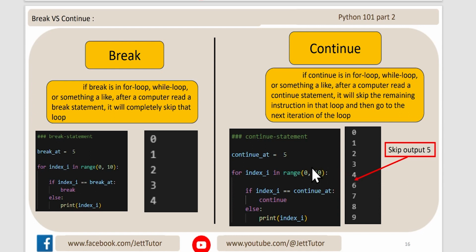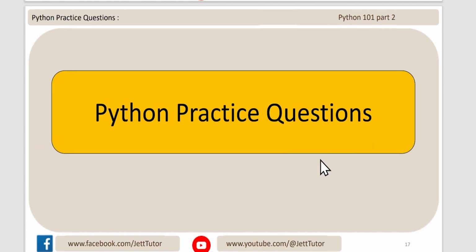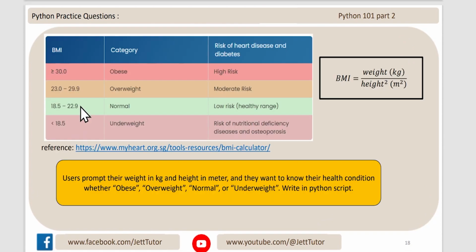Break is to break out of the for loop, but for continue, we only skip that iteration of the for loop. Okay, now let's see Python practice questions. The practice question is about BMI. Let's say users input their weight in kilograms and height in meters, and they want to know their health condition, whether obese, overweight, normal, or underweight, and write it in a Python script.